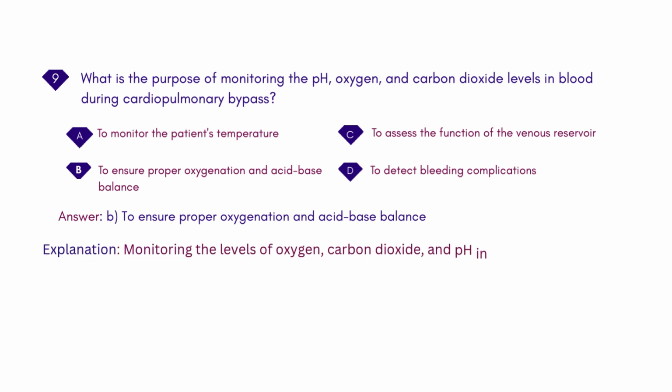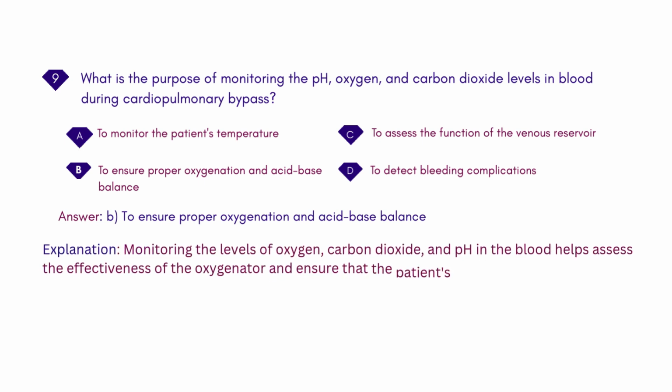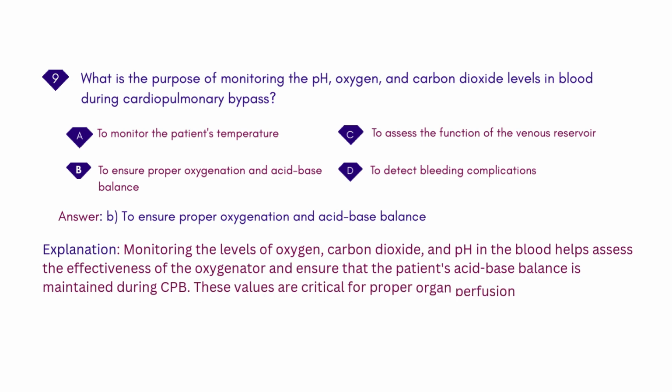Explanation: monitoring the levels of oxygen, carbon dioxide, and pH in the blood helps assess the effectiveness of the oxygenator and ensure that the patient's acid-base balance is maintained during CPB. These values are critical for proper organ perfusion and recovery.